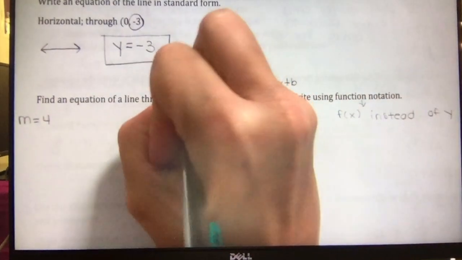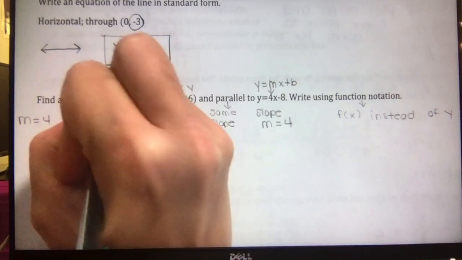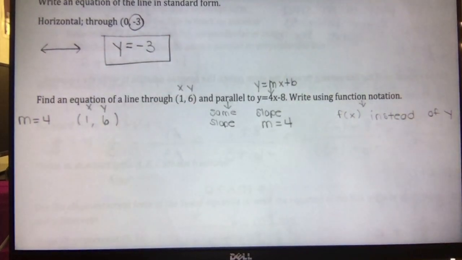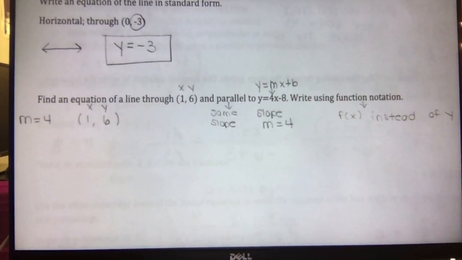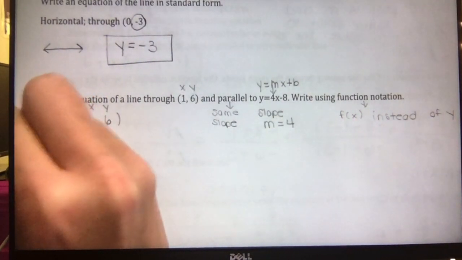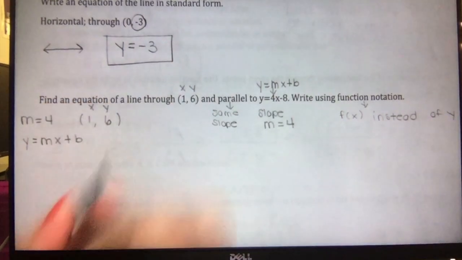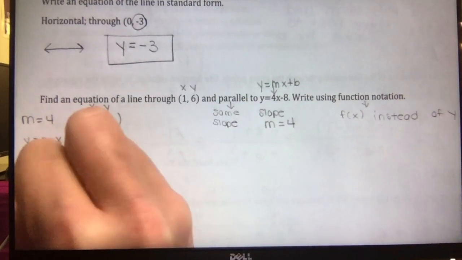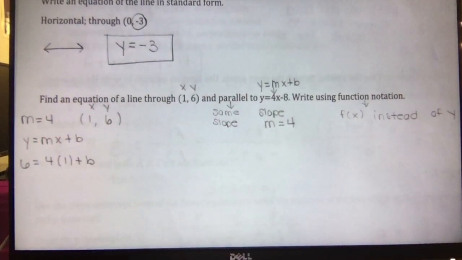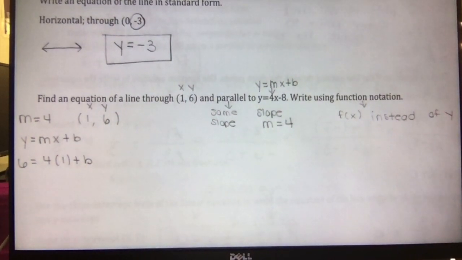And they give me a point, so they give me an x and a y. They give me 1 and they give me 6. x is 1, y is 6. I can plug what I know into my equation and use that to solve for b. So my equation is y equals mx plus b. We said y is 6, m is 4, x is 1. I don't know b, so I'm just going to leave it as b. But now we can use this equation to figure out b. We can solve for b.